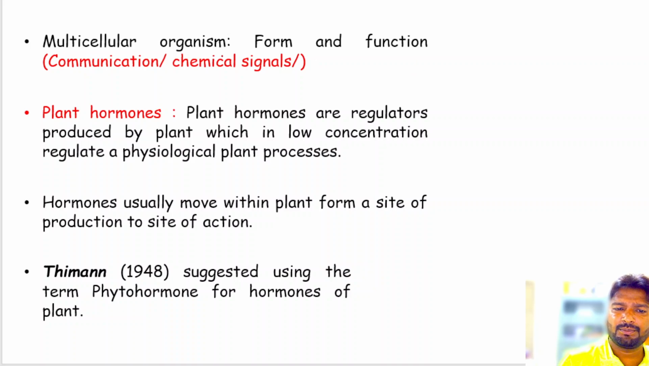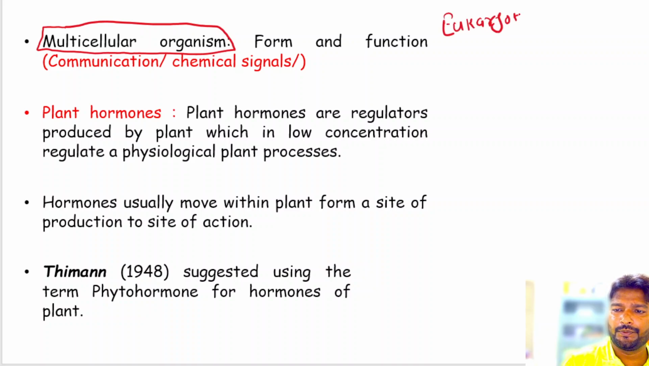So friends, you know that plants are multicellular organisms, because plants are classified under the eukaryotes. Also, they have different types of cells, and the functions are also different. Some cells, like chloroplast cells and xylem cells, have different functions. So there are different forms of cells, and their functions are also different.